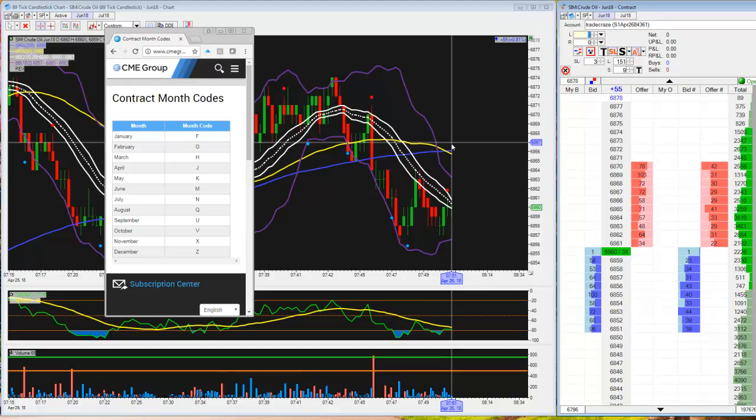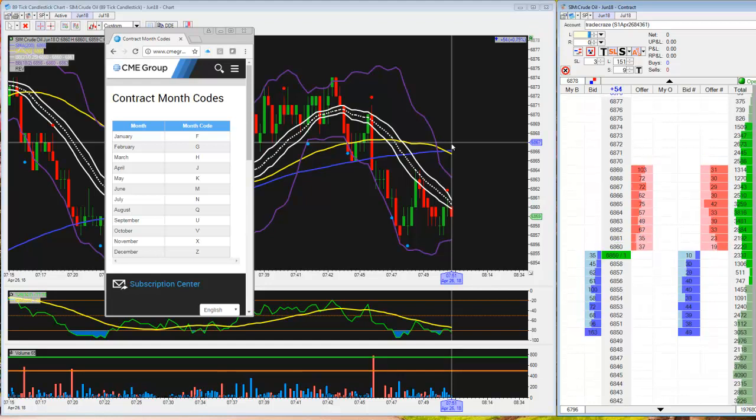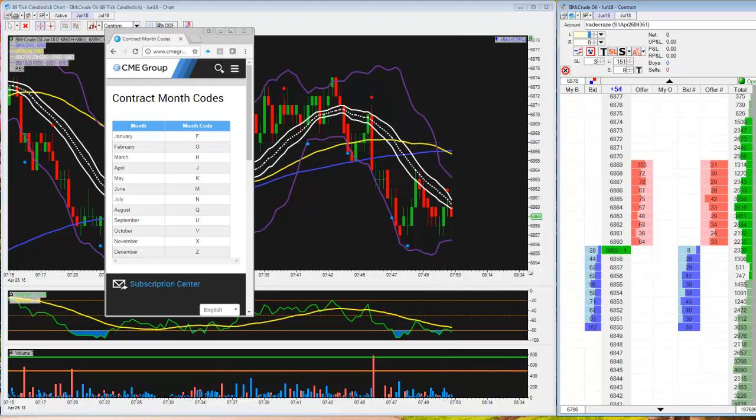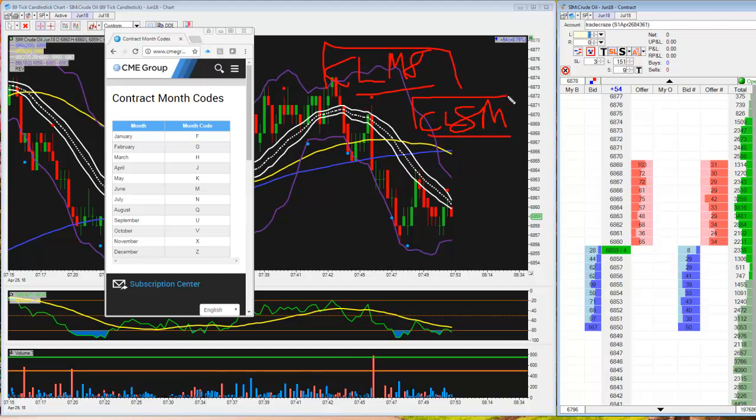Sometimes people refer to it, in this case, let me get my screen draw tool out. So CL is your contract code, M is the month we're trading, and we're in 8. Now you might see it represented like that, CLM8, or you might see it represented CL8M, depending upon the company that you're with. That's usually the two pieces of information.